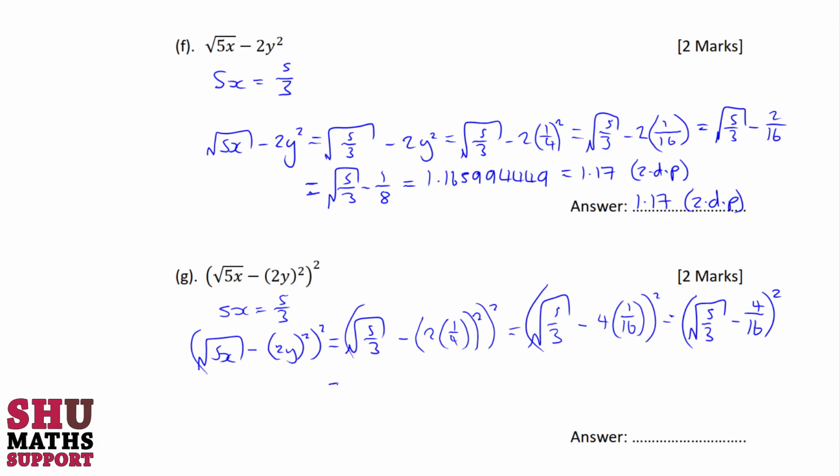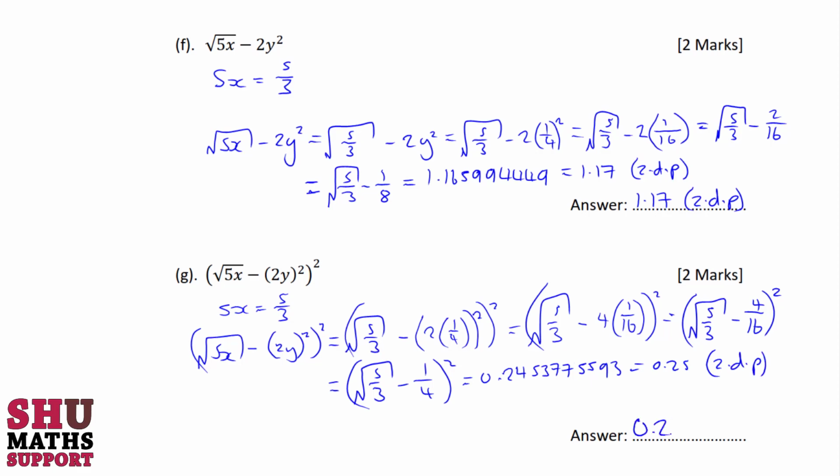And that equals the square root of 5 over 3 minus 4 over 16, all squared. And we can simplify that a little bit to get the square root of 5 over 3 minus a quarter, all squared. And we can stick that in the calculator to get the following, which is 0.25 to 2 decimal places. So on our answer line, we want to write 0.25 to 2 dp.